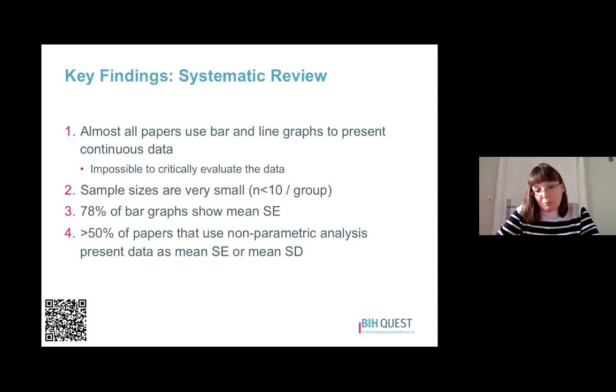And this is a problem because authors often use a non-parametric analysis when either they know that the data aren't normally distributed, and so the mean and standard error or standard deviation are likely to be misleading, or the sample size is too small to determine the data distribution.